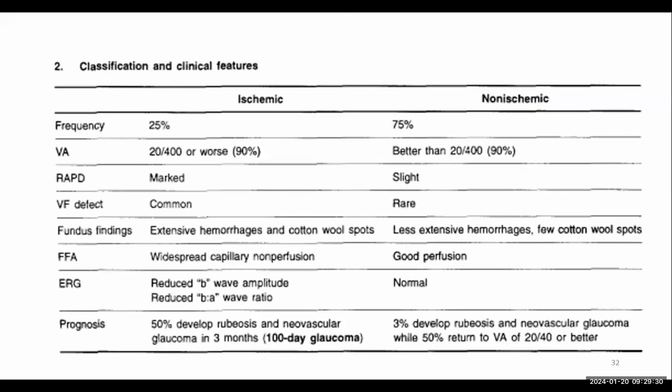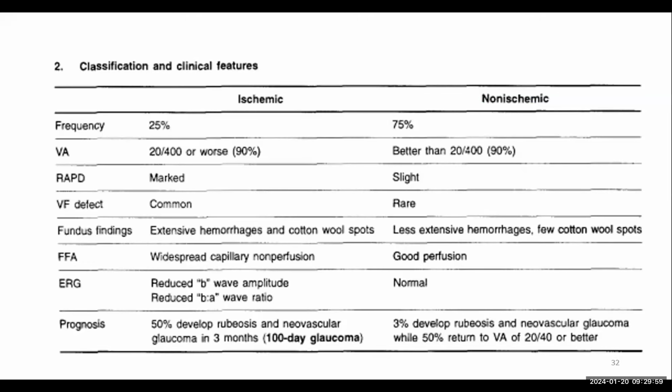So for purpose of summary, in highlighting the difference between the ischemic and the non-ischemic type, the non-ischemic is the most common type among the two. It accounts for 75%, while the ischemic accounts for 25%. The visual acuity in the ischemic type is usually worse than 6/60, as mentioned earlier on, while that of the non-ischemic is usually better than 6/60.